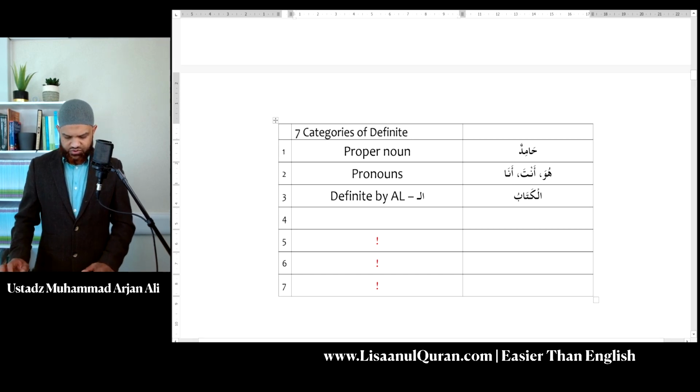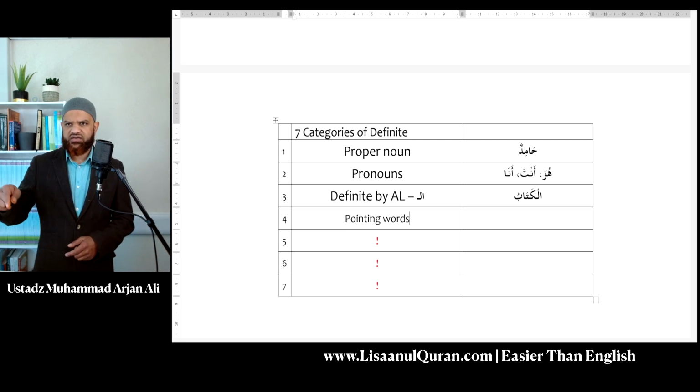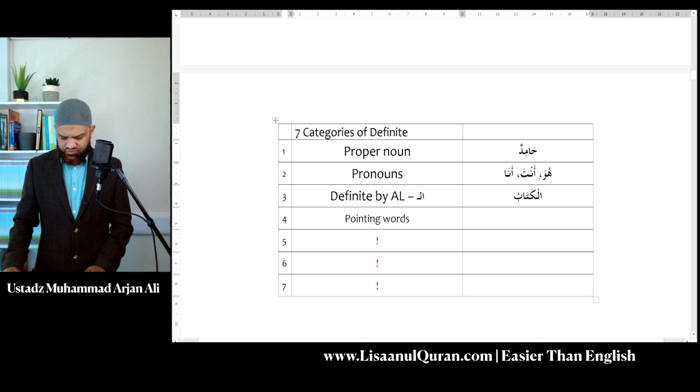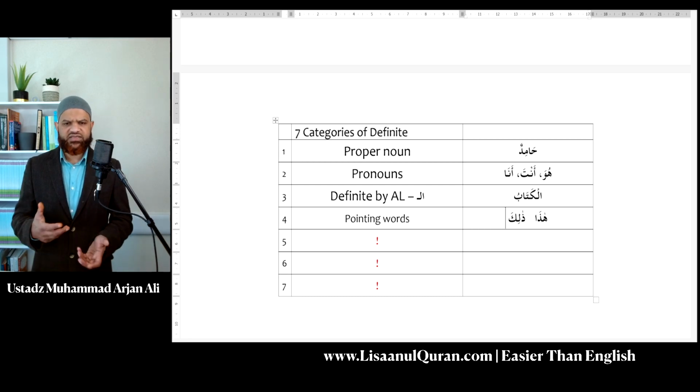The fourth category, we're going to call them pointing words. In English, they're called demonstrative nouns, words that you point with: this, that, etc. We asked you to remember two examples, if you recall. We have hadha, which means this, and dhalika, which means that. These are the two I asked you to remember. As far as categories 5, 6, and 7, we're going to leave them for now. We will have a dedicated lesson later on once we've developed a bit more Arabic, inshallah.